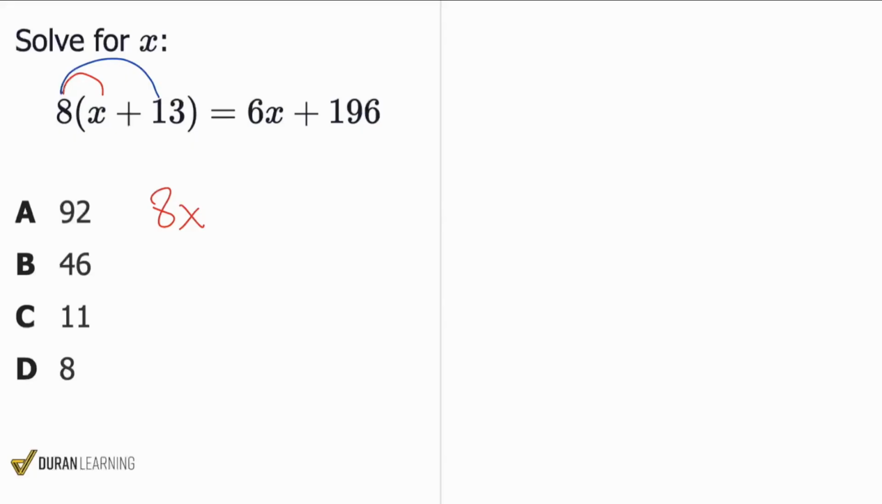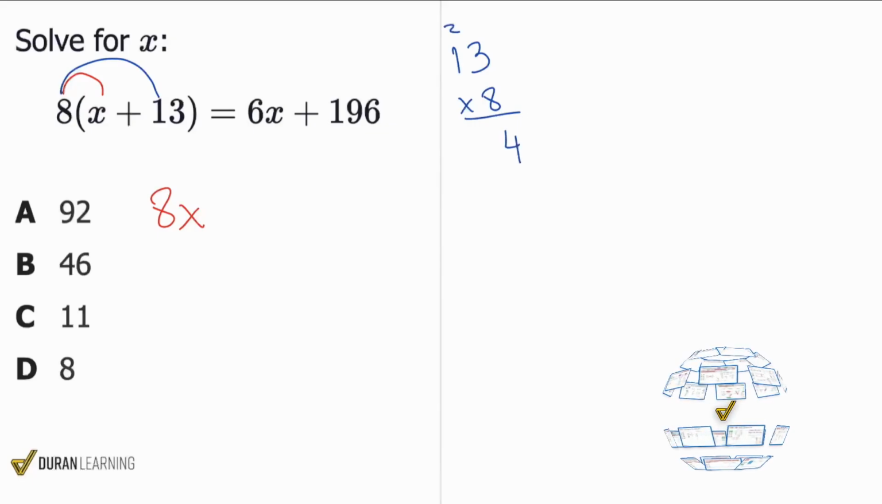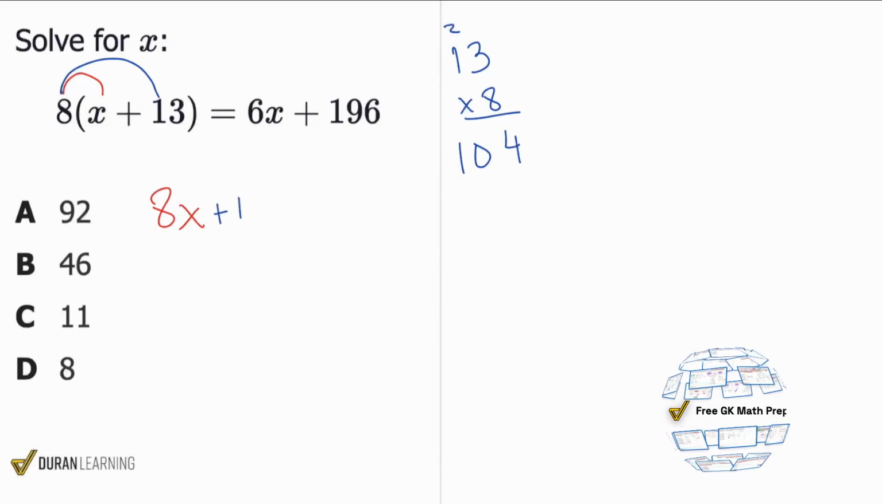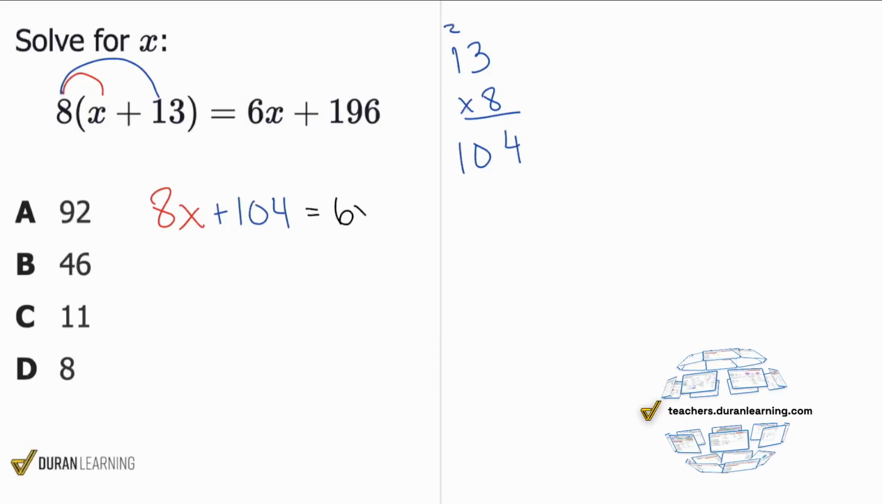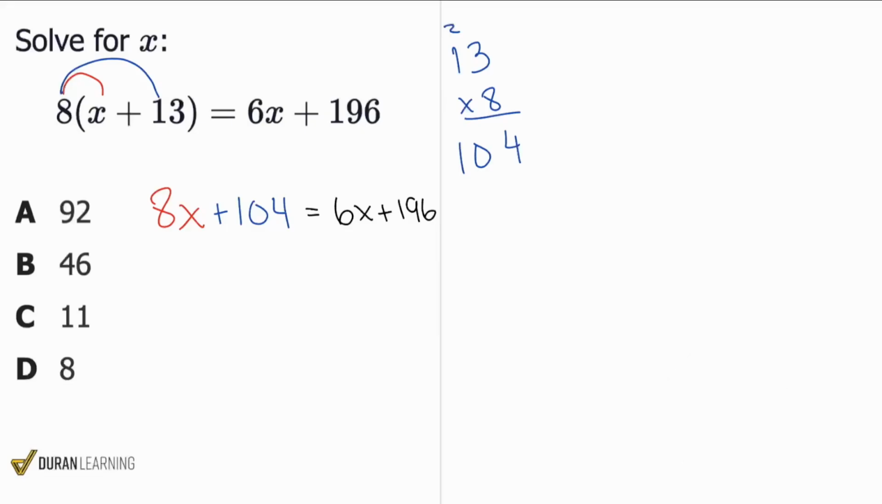So here we go. Let's go ahead and just on the side over here, do 13 multiplied by 8. 3 times 8 is 24. Then we have 1 times 8 plus 2. So there we go. That'll be 104. We have 8x plus 104 equals 6x plus 196. So now we can go ahead and continue with moving the x's to be on the same side.